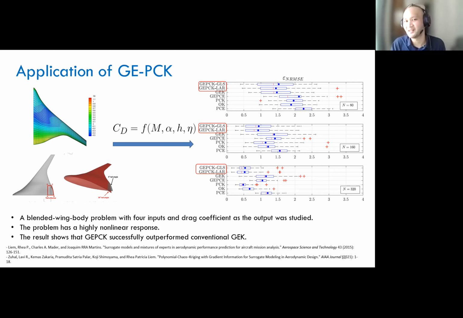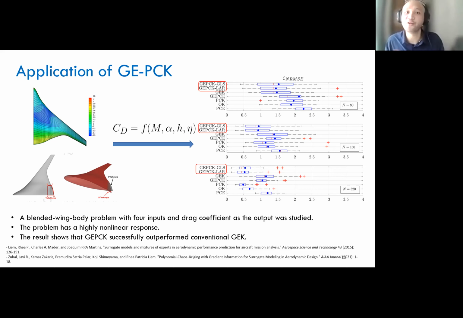Maybe I'm not too consistent, but basically they are the same. So sometimes I use kriging, sometimes Gaussian process regression. So in this function, we can see that compared to the gradient enhanced kriging, which is GEK over there, you can see that we have better approximation accuracy.